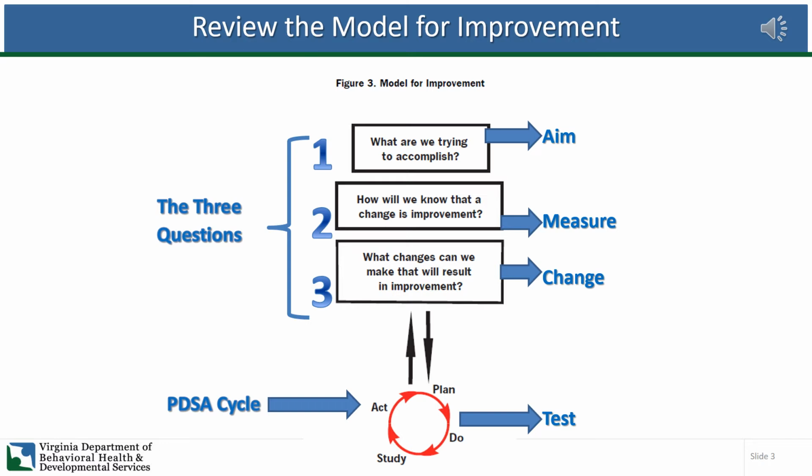Let's briefly review the model for improvement, which is the quality improvement model that DBHDS has adopted for conducting quality improvement initiatives. It starts with the 3 questions. What are we trying to accomplish? How will we know a change is an improvement? And what changes can we make that will result in improvement? You answer these by developing your aim statement, your measure, and identifying your change. Then you enter into the plan, do, study, act cycle to test your changes to see if they result in the impact that you desire.